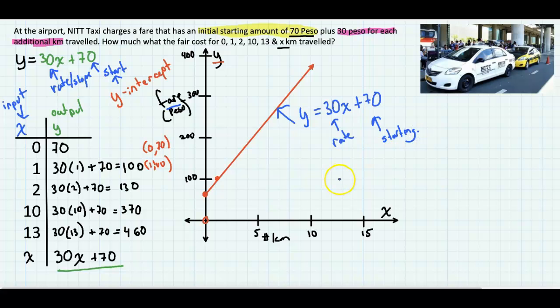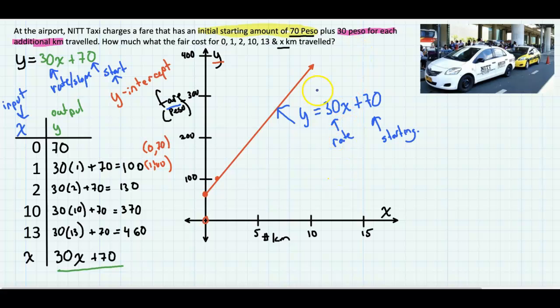So the rate might have to do with the price of something. It might be related to time, like what is the distance that you travel per second, or per hour? What was the starting amount of time? It could be related to the cost of apples. When you buy a box of apples, you have to pay for the box, and then you have to pay so much per apple or something like that.